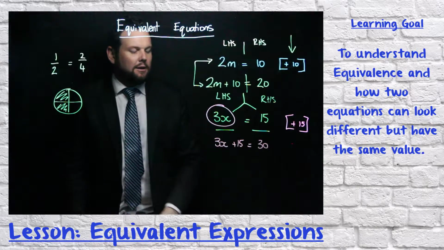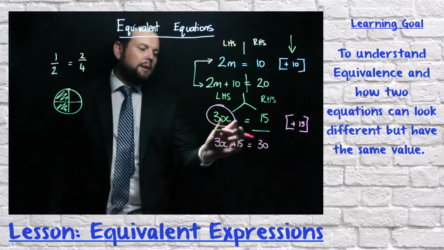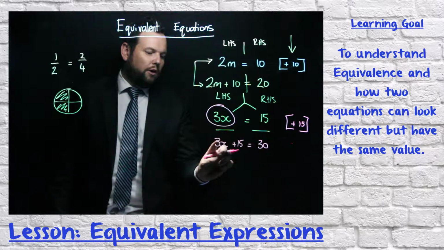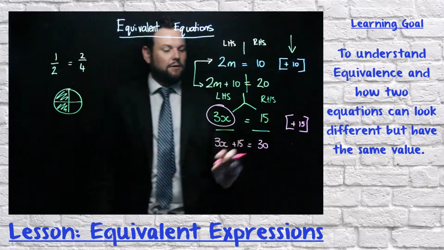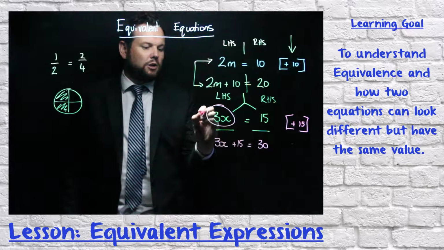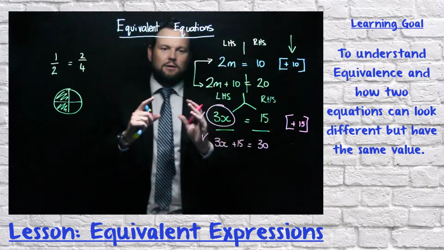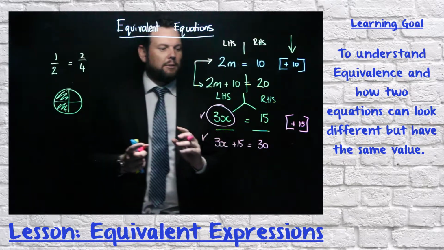And now once again, if x is to equal 5, just like it did on the top, I would do 3 times 5, which gives me 15. 15 plus 15 is 30. So these two equations are equivalent equations. They equal the same thing.